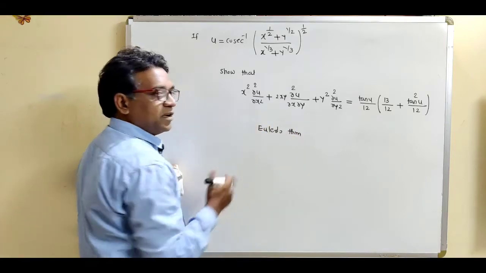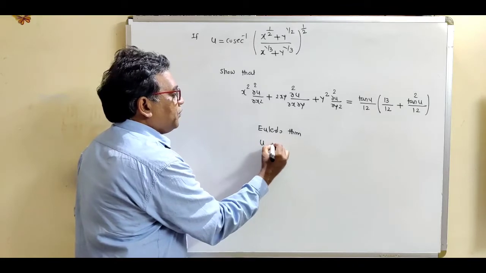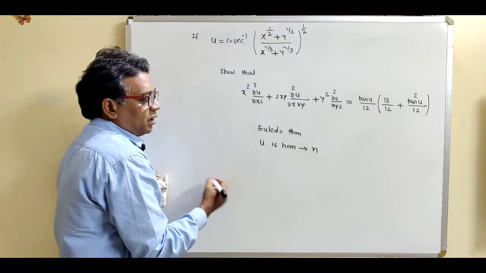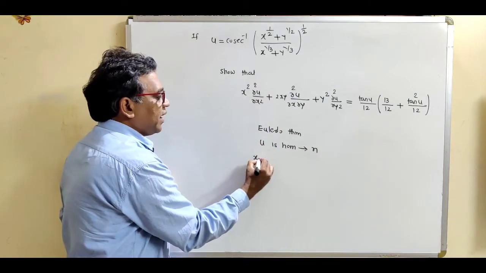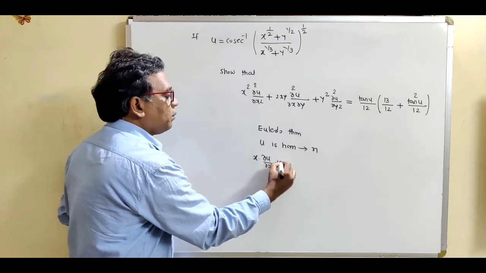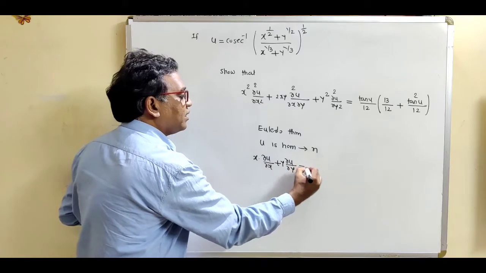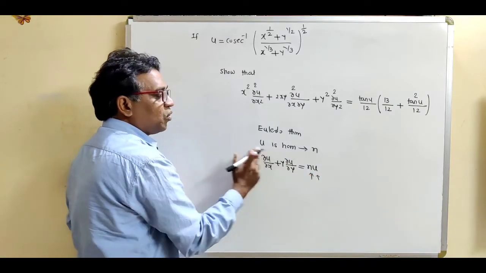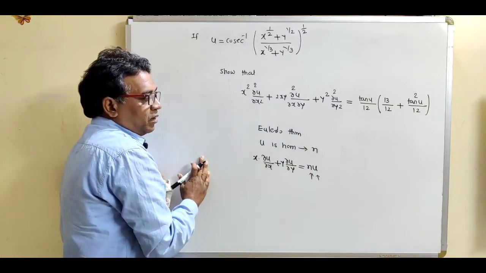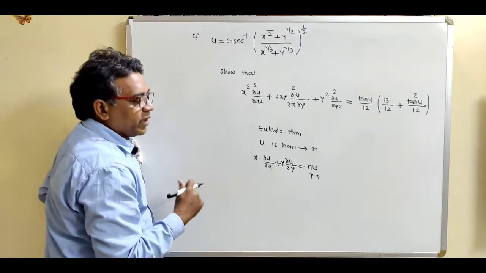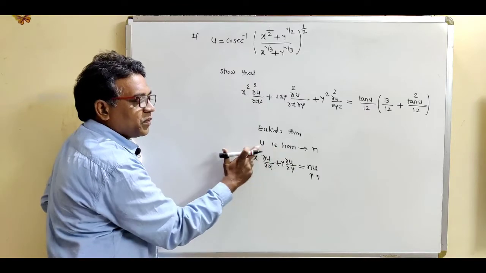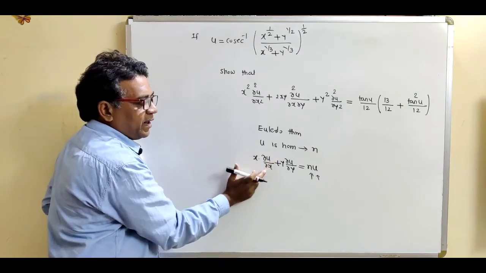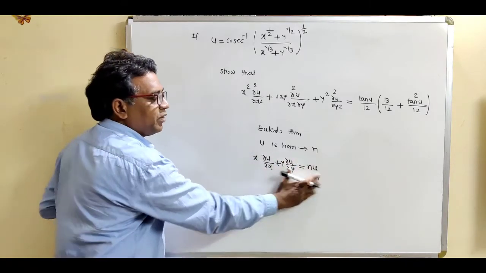What is the statement of Euler's theorem? If u is a homogeneous function of degree n, then Euler's theorem says that x into del u by del x plus y into del u by del y is equal to nu, where n is called the degree and u is called the homogeneous function.